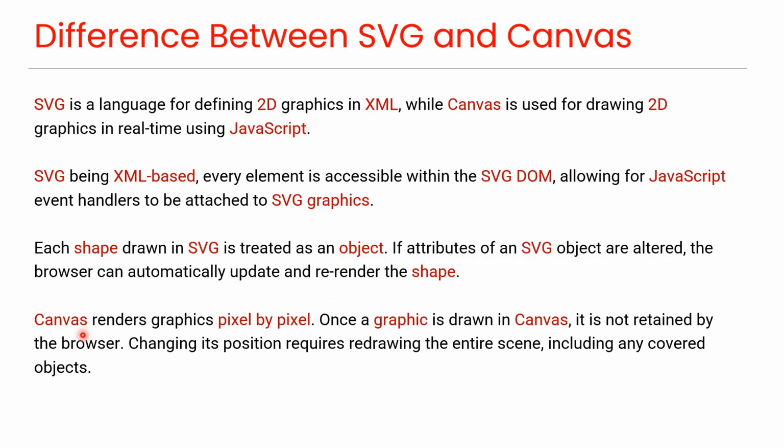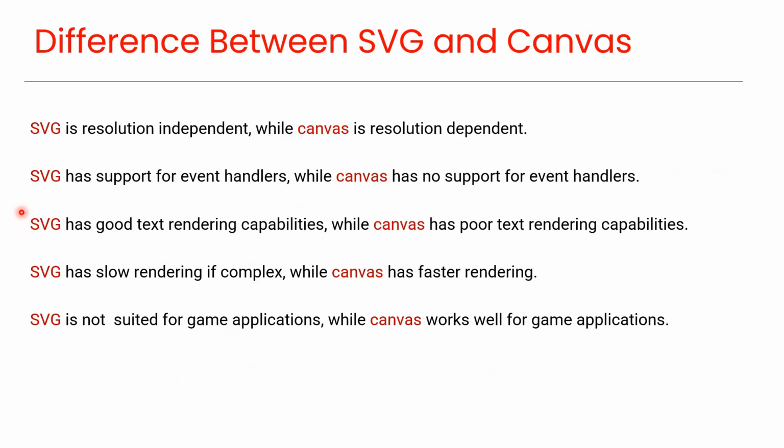On the other hand, Canvas renders graphics pixel by pixel. Once a graphic is drawn in Canvas, it is not retained by the browser. Changing its position requires redrawing the entire scene, including any covered objects. SVG is resolution independent, while Canvas is resolution dependent.